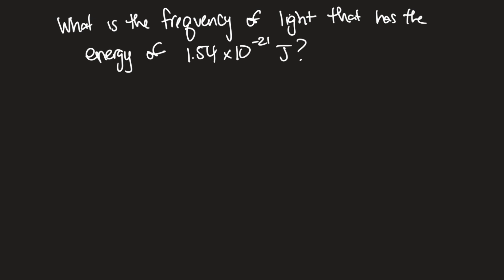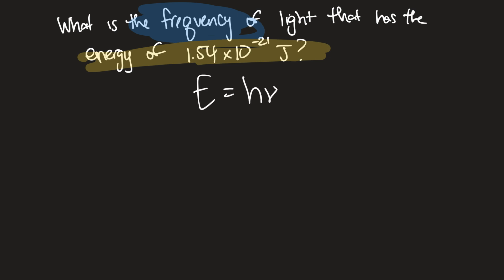What is the frequency of light that has the energy 1.54 times 10 to the negative 21st joules? Let's see what we have here. We're looking for frequency, so we're looking for nu, and the energy this time around is 1.54 times 10 to the negative 21. Once again, remember our equation is E equals Planck's constant times nu, or the frequency. We're looking for the frequency, that's our X, but this time we're given energy, 1.54 times 10 to the negative 21st joules.